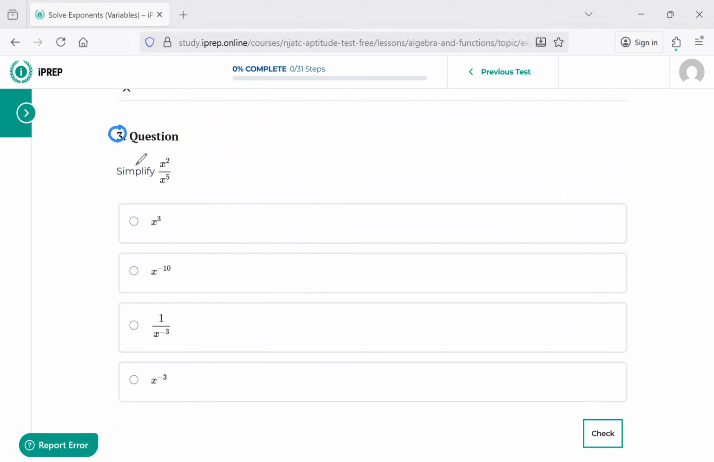Question 3. What's x^2 divided by x^5? You technically subtract, right? So you're dividing with the same base, so you subtract. So it's going to be 2 minus 5, and then 2 minus 5 is negative 3, right? And then how do I write that as a positive power? It's just 1 over x^3.